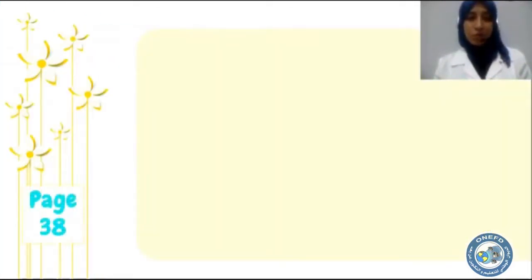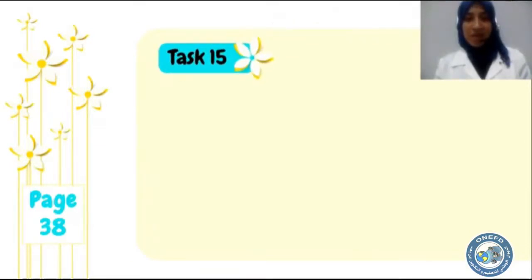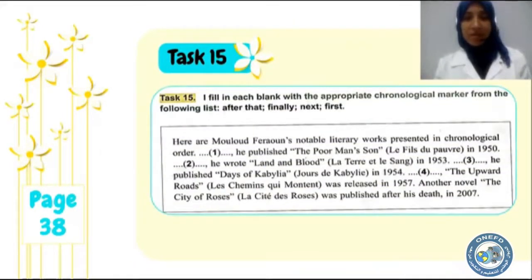Now let's move to page 38 on your school book, please. We are going to do task 15 together. So here's the task. I read. I fill in each blank with the appropriate chronological marker from the following list. After that, finally, next, and first. So here we have gaps from 1 to 4. You are going to fill in these gaps with the chronological markers we have. So I'm going to read quickly the task.